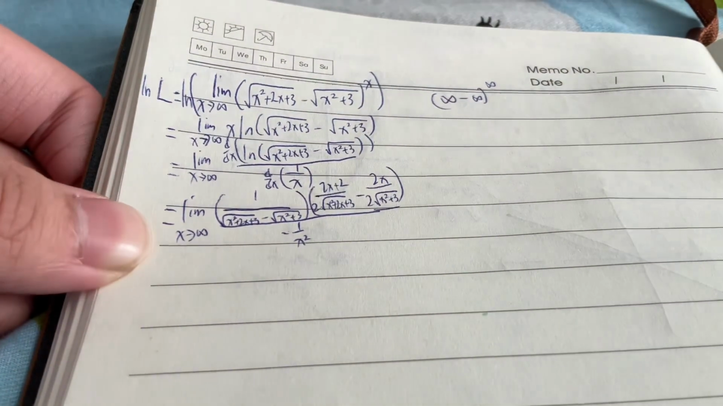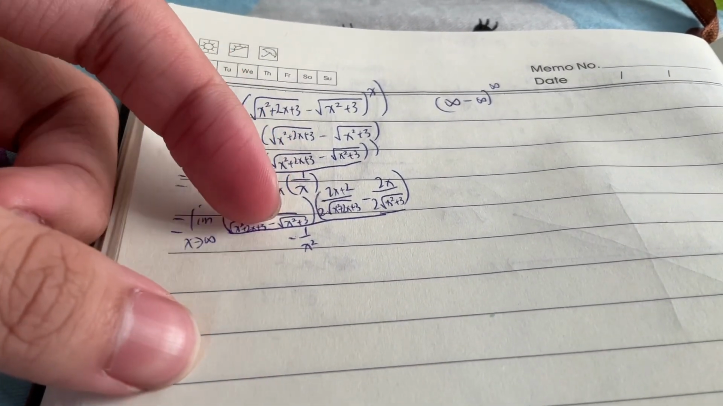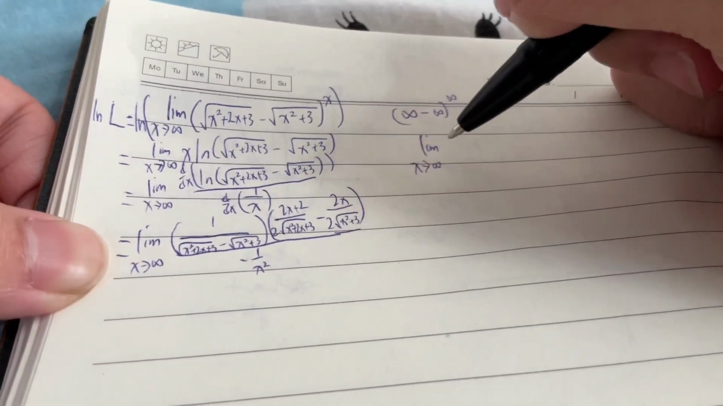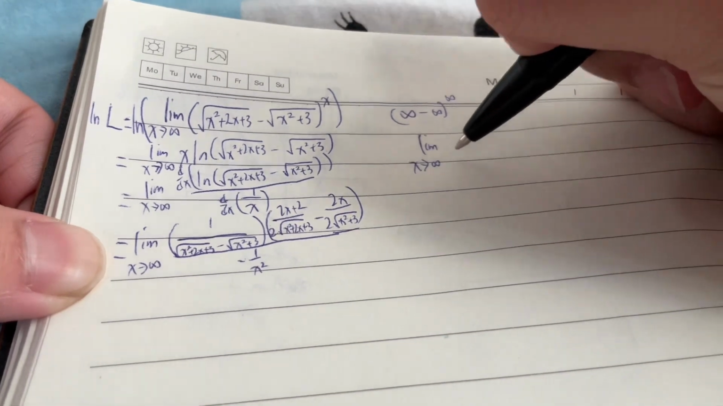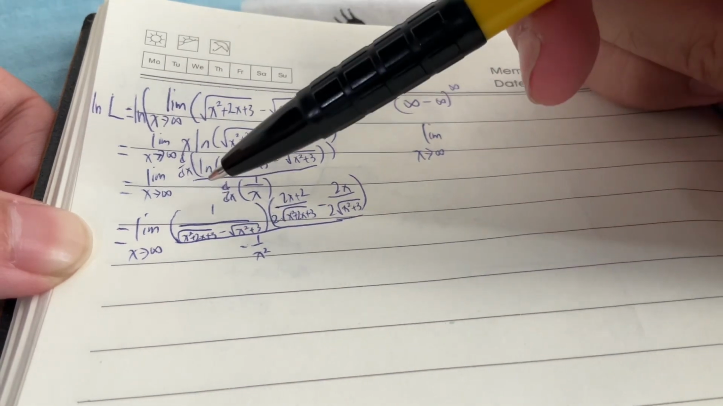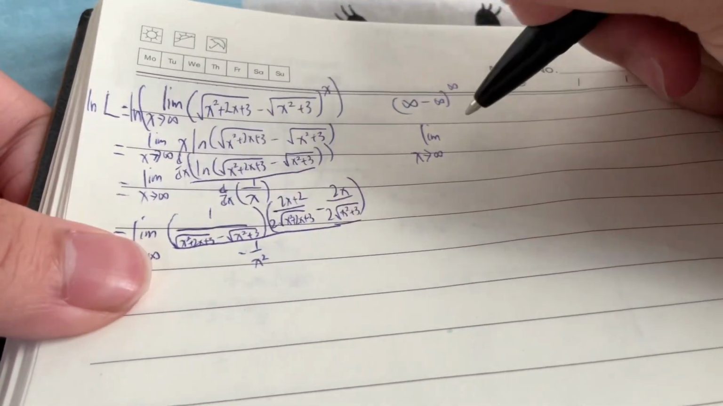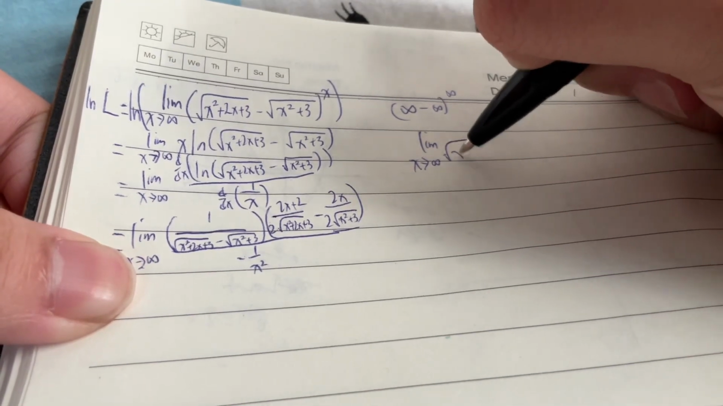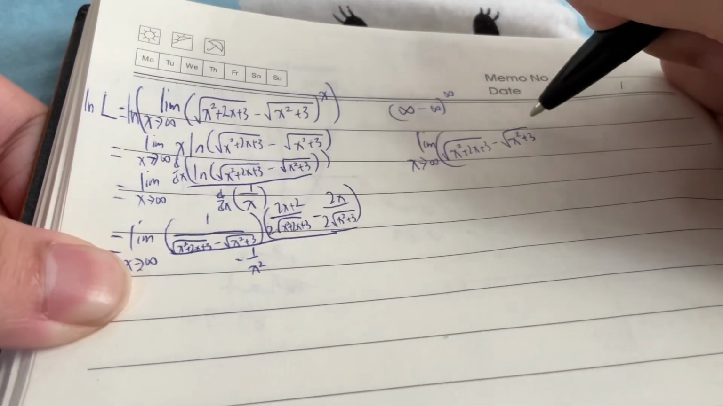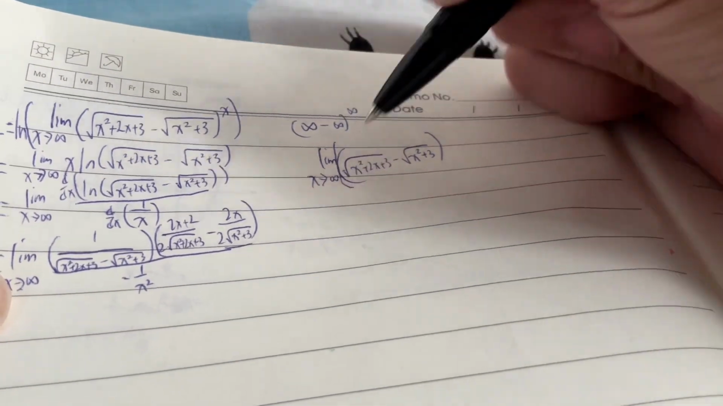So, what's this limit? I'm going to do this limit first. The limit as x approaches infinity of 1 is just 1, so you can put the limit inside. We just need to do the limit of square root of x squared plus 2x plus 3 minus square root of x squared plus 3. Here, let me put a parenthesis.